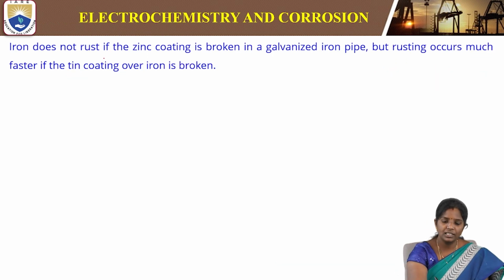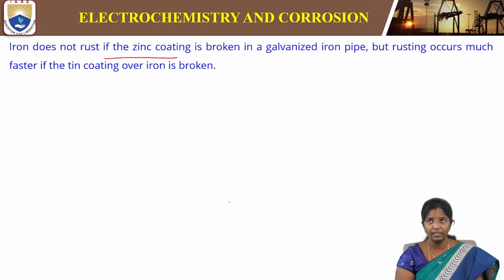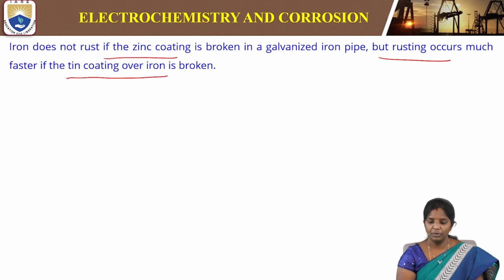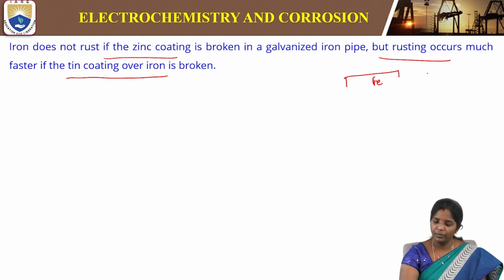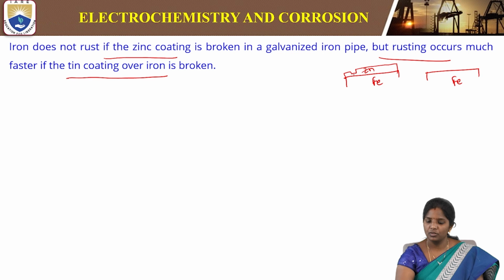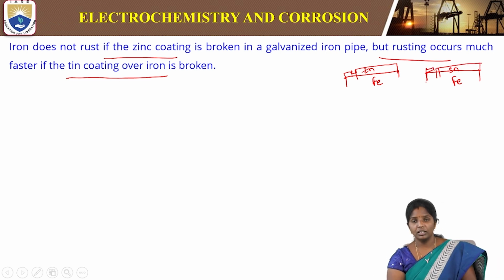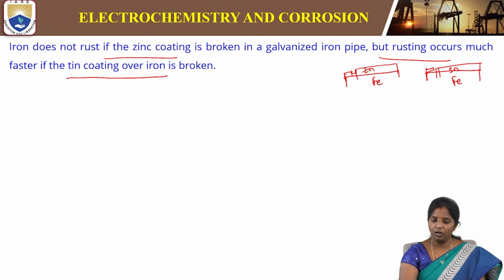Next: iron does not rust if the zinc coating is broken in a galvanized iron pipe, but rusting occurs much faster if the tin coating over the iron is broken. So we have iron here, and we also have iron here. For example, we coat zinc here and it is broken at some place, and we also have tin here and it is broken at some place. It is like a defective iron rod or iron pipe.